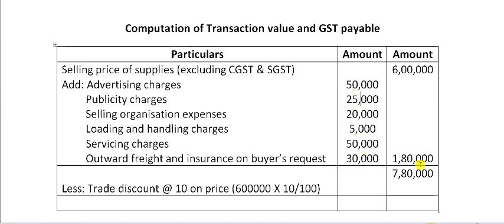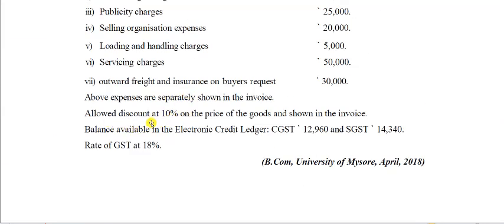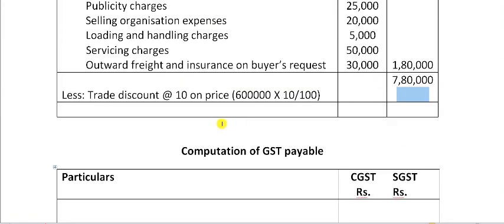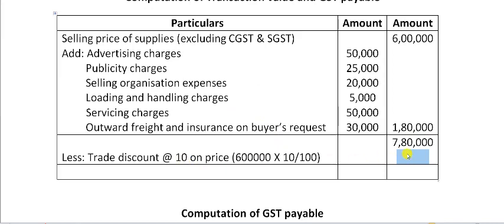Once we add all of this, we'll get 1,80,000. Once that 1,80,000 is added to 6 lakh, we'll get 7,80,000. On this, the trade discount, if you observe, it is allowed on the price of the goods. Hence, the selling price is 6 lakh. On that 10%, how much will be the discount? Yes, 60,000 will be the discount. So, transaction value will be 7,20,000.